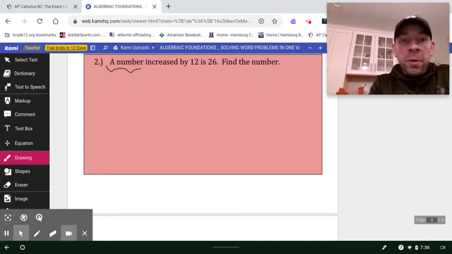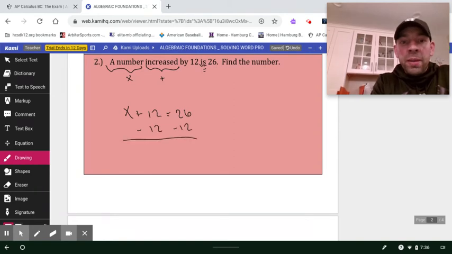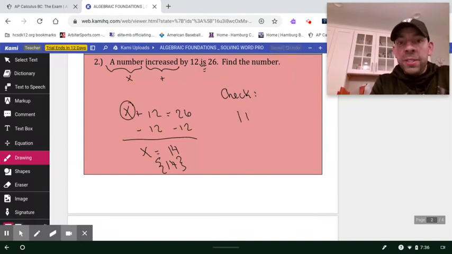So we've got a number, which we'll let be X. Increased means we're adding by 12. And then you've got your little equal sign right there. So we're thinking X plus 12 equals 26. Inverse operation here is to subtract 12. And we'll get X equals 14. So we're claiming our solution is going to be a 14. All we want to do now is check it. We'll replace the original X with a 14. And let's see what we've got cooking here. Combining 14 and 12 make 26, and that indeed equals 26. We call that a true statement, and it checks.